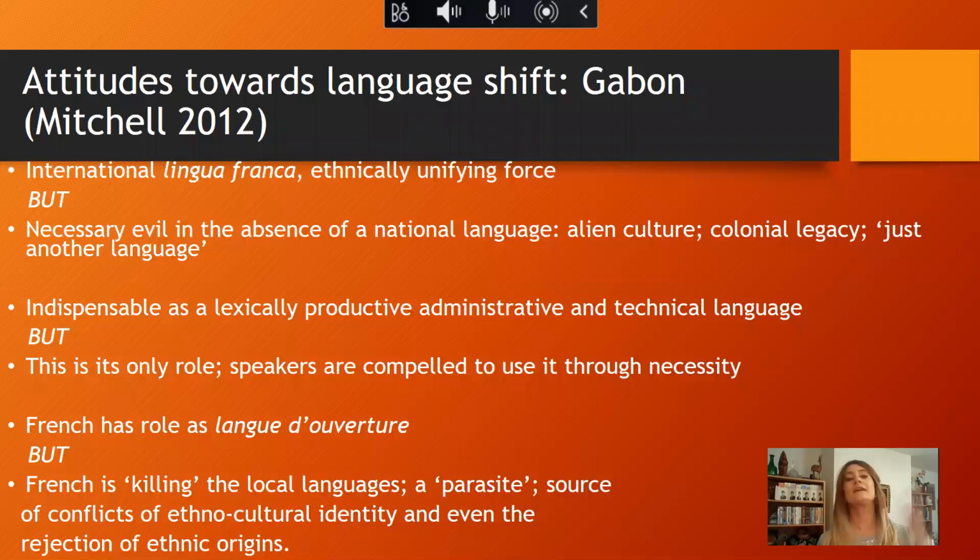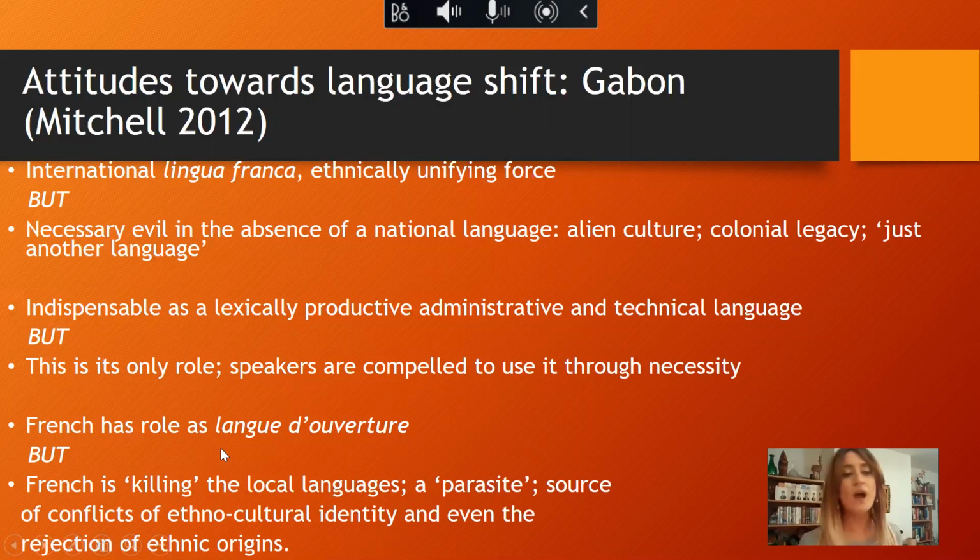Okay, so attitudes towards language shift. So very, very ambivalent, all right? So on the one hand, well, it's an ethnically unifying force. It's a good thing, but it's a necessary evil, and it's just another language. It's a colonial legacy we've got to put up with. It's not ours, but it's our lot. Also, it's indispensable as a lexically productive administrative and technical language. And then people who go, well, actually, that's its only role. It's not good for anything else, okay? So we have to use it through necessity.